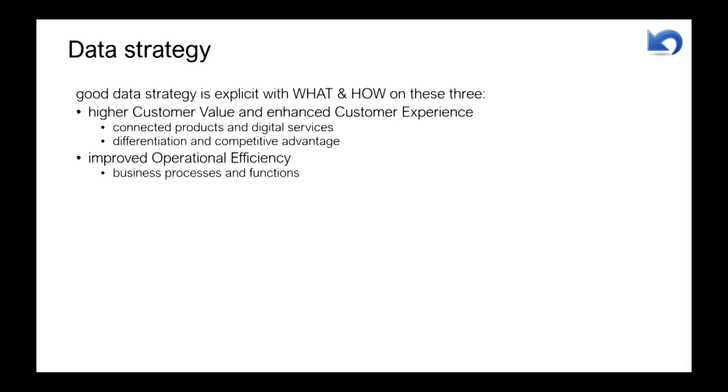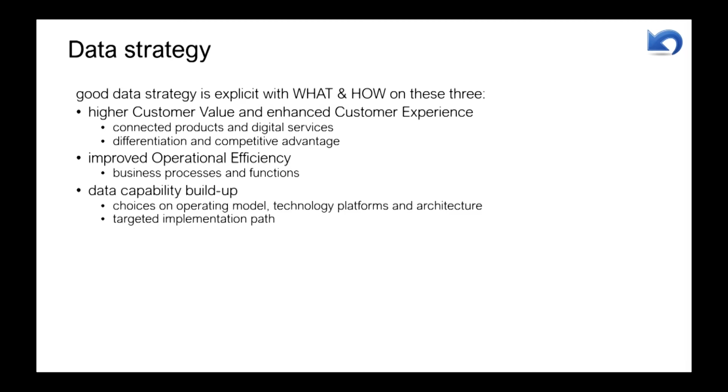The second key domain is operational efficiency. That is, how data and analytics are to be used across business processes and functions. This too leads to better profitability, this time through gains in cost efficiency. Finally, a good data strategy brings clarity to data capability buildup. This relates to choices on operating model, technology and data platforms and architecture. Ideally, a data strategy provides an outline for implementation path, that is, some kind of a strategic roadmap.